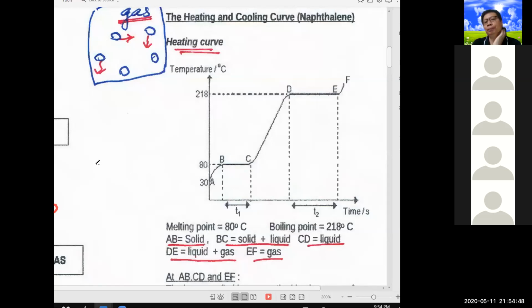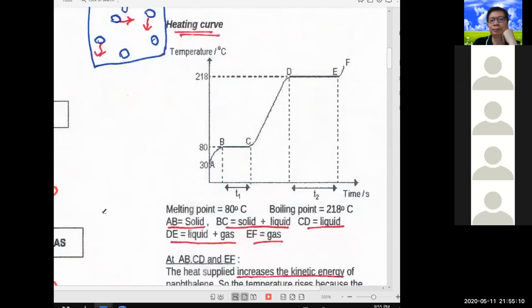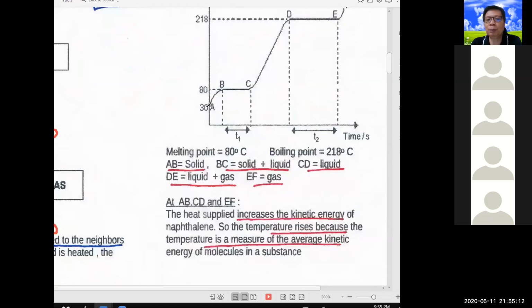Now there are a few things you need to understand. Why do AB, CD and EF show the temperature going up? Why do BC and DE show the temperature not going up? You must understand it all. Why at these points, AB, CD, EF, does the temperature go up? Can you read the whole paragraph to understand it?